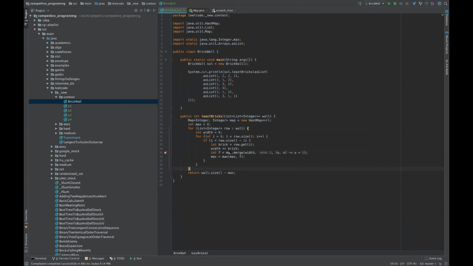Otherwise, you have to do map.containsKey first and then. Well, you can do getOrDefault also. Yeah, if you do getOrDefault, then you will also have to call put again. Yeah, first put and then getOrDefault inside. It's the same. Doesn't matter.